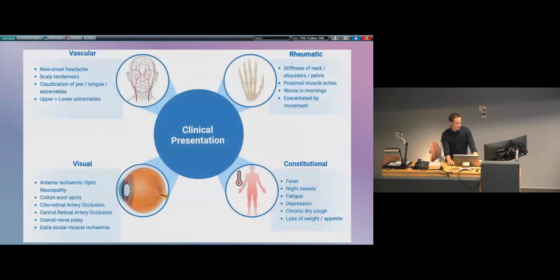Now, this is just a nice tidy slide in terms of some of the clinical domains that we can see with these patients presenting. Certainly the vascular headache, scalp tenderness, jaw claudication, limb claudication, some of the PMR features of proximal predominant neck, shoulder, hip stiffness, worse with movement, often worse in the morning, some constitutional symptoms, and then visual manifestations. So these are some of the findings that your ophthalmologist may have on their assessment, with AION being far and away the most common manifestation.